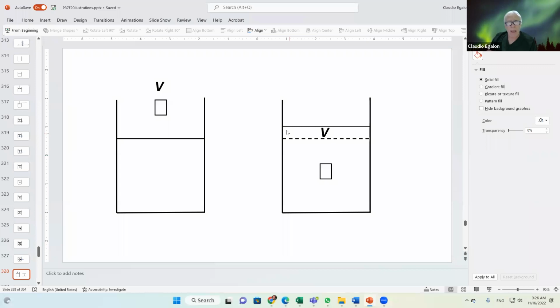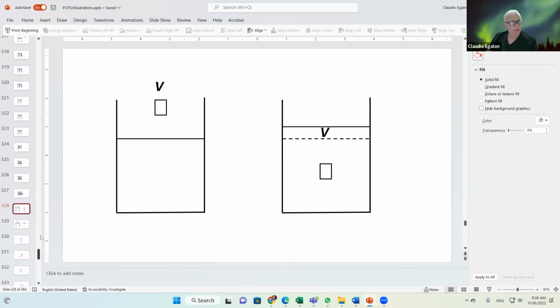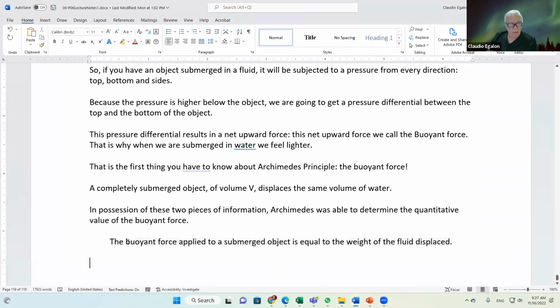It means that if you go ahead and collect this amount of displaced water, this volume of displaced water, you determine its mass, multiply by the acceleration of gravity, the weight of this displaced volume of water is going to be equal to the buoyant force. Okay. So that's what I have here that you have to memorize.